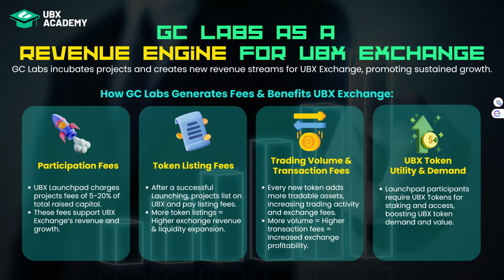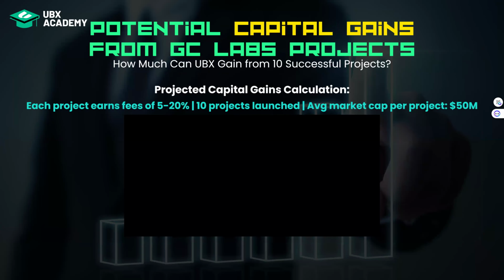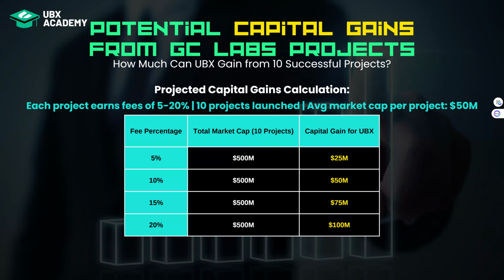Okay, so this you can actually see. For example, with just 10 projects where we have gathered a total market cap of 500 million, with just a participant fee of 5%, we are able to generate 25 million. As you can see from here also, 10% of 500 million is already 50 million, up to 20% with 100 million. Just from participation fees, we are already able to enjoy such significant figures.